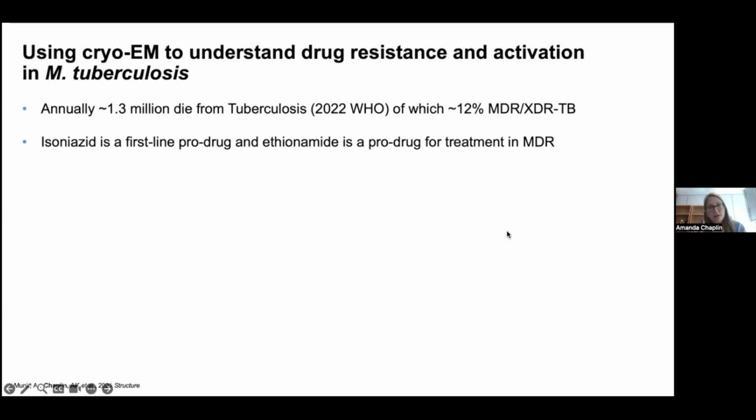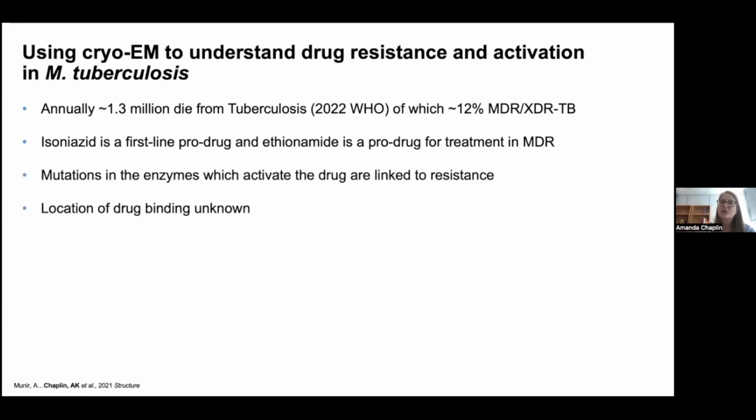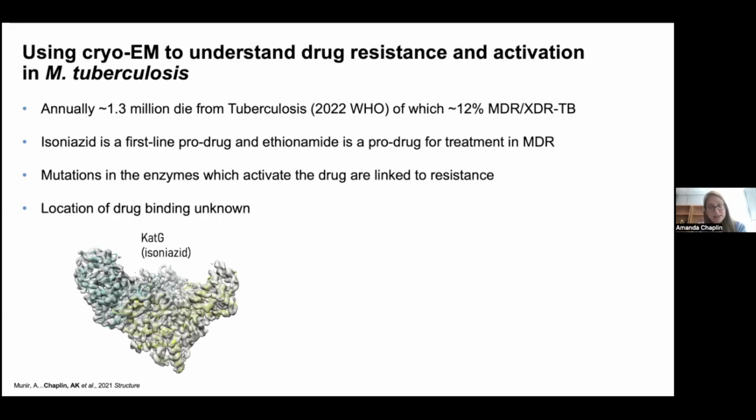So we've been looking at a couple of enzymes which activate particular prodrugs. The prodrugs are isoniazid and ethionamide, where isoniazid is a first-line prodrug and ethionamide is used for multi-drug resistance. It's known that mutations in these particular enzymes lead to drug resistance. And even though isoniazid particularly has been around for a long, long time, the location of drug binding is still not known.